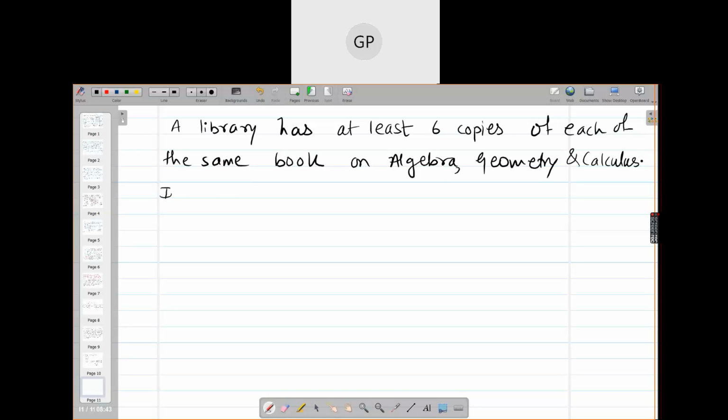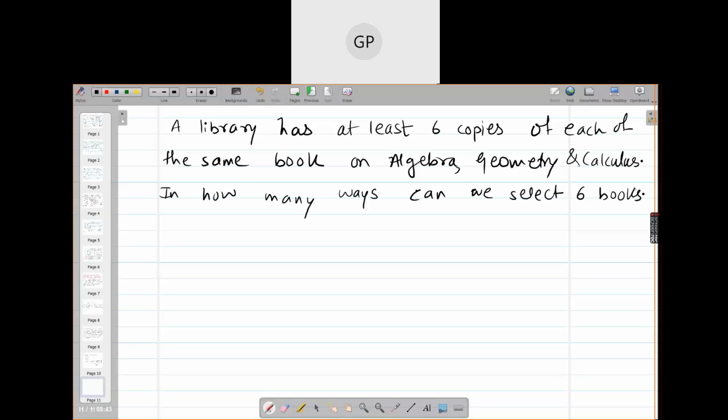In how many ways can we select 6 books? So we don't know the actual number of each type. Do you understand this? Right? Did we actually use that number?